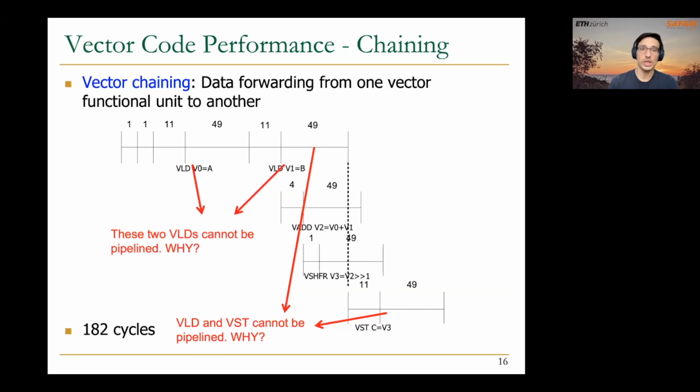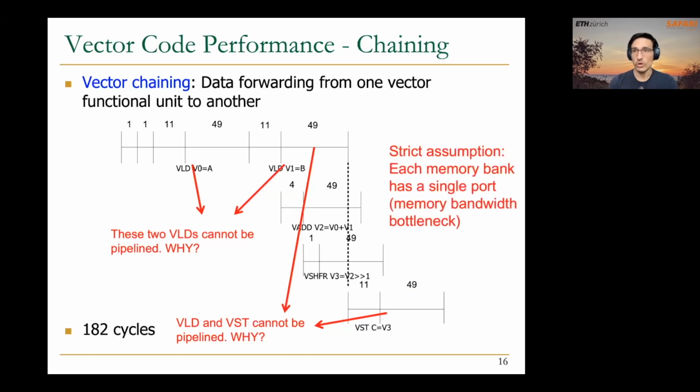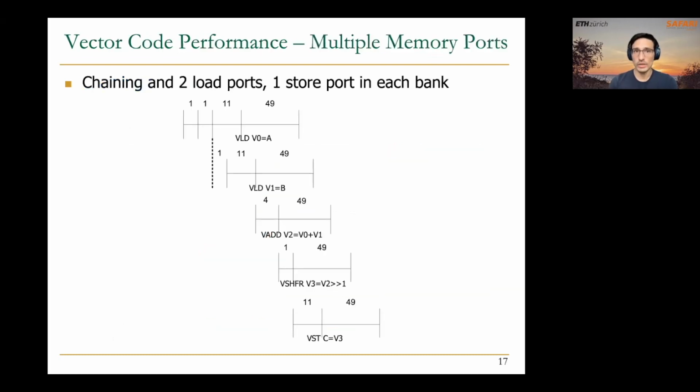Why is that? Because these vector loads and vector stores could be pipelined or could happen at the same time. In order to do so, we are going to assume that our memory banks don't have a single port, but they can have two load ports and one store port. What that means is that each bank is going to be able to sustain more than one access at a time. And that's how the execution of our vectorizable code would look after incorporating these load and store ports.